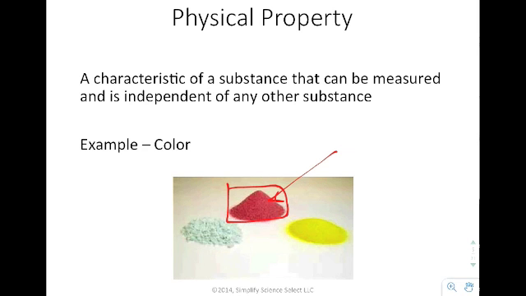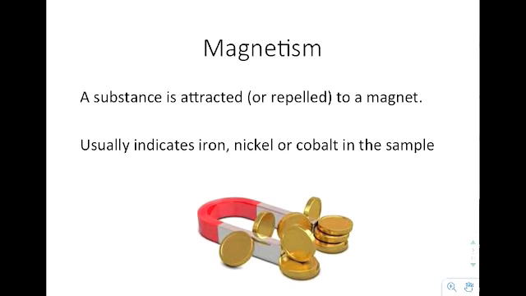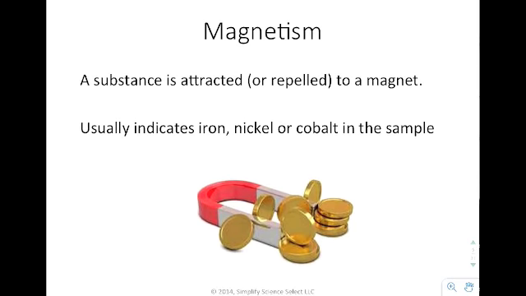An example of a physical property is color, and that's one that we can use to distinguish between these three samples. You have one that's a whitish greenish color, you have another one that's red, and another one that's yellow, and so you can differentiate between these three substances solely on color. Now, there are lots of other physical properties, and we're going to go through them.